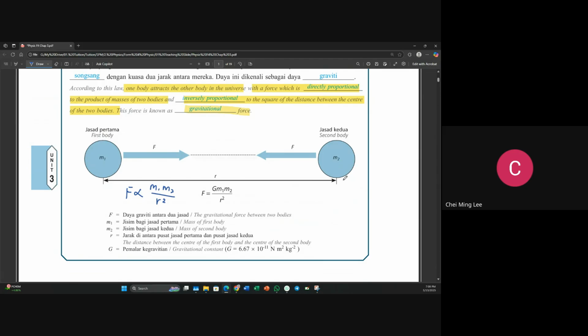Can you understand? So in short, since this is directly proportional, we can change it into equals to a constant times this one. The constant is called G, the gravitational constant, 6.67 times 10 to the power of negative 11. This value is fixed, so you have to have it out.